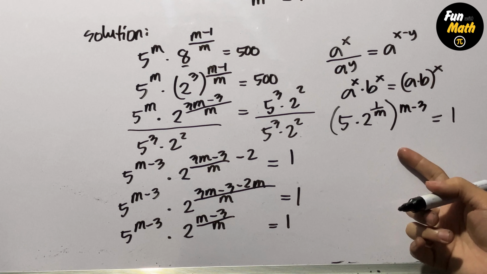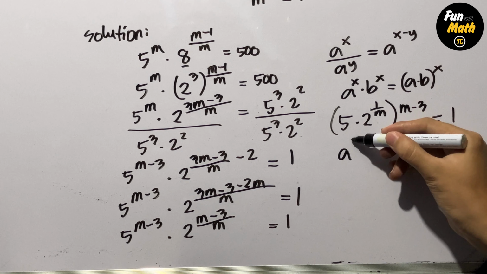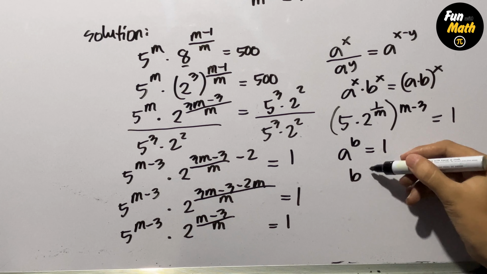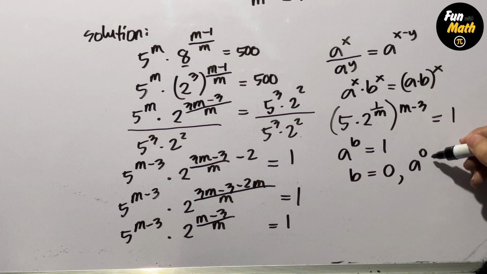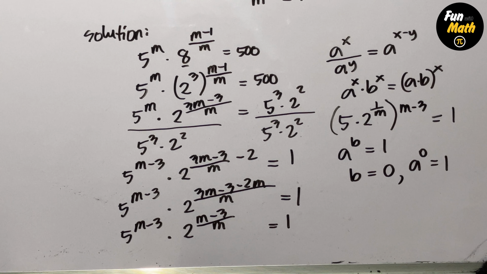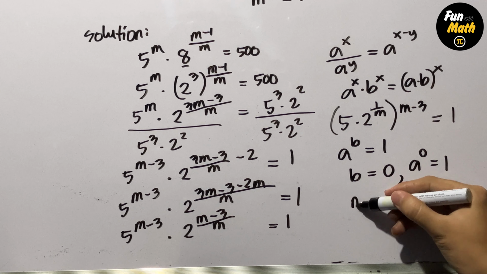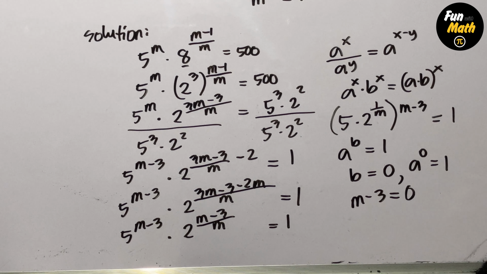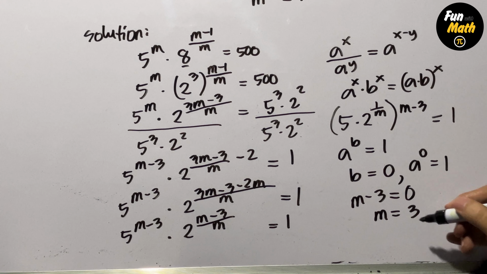Now for this, we can follow this: a to the power of b is equal to 1, where b is equal to 0. And that is, a to the power of 0 is equal to 1. So for this, we can say that m minus 3 is equal to 0, and that m is equal to positive 3.